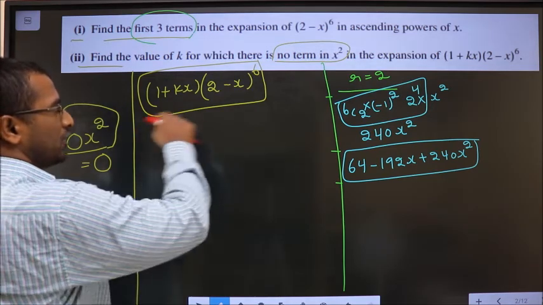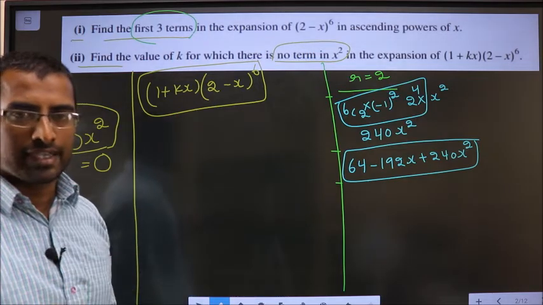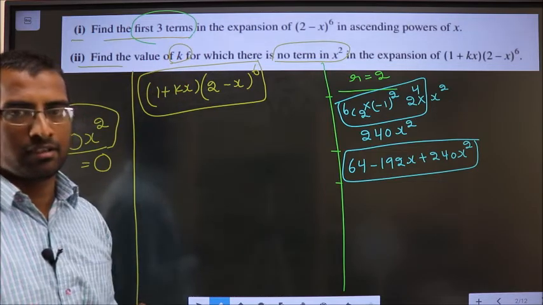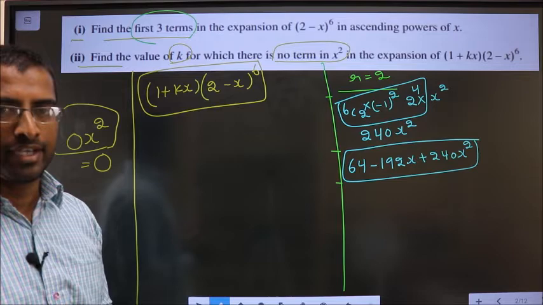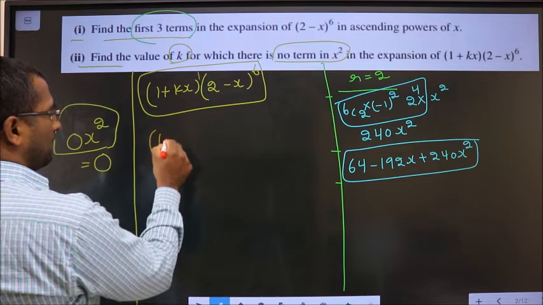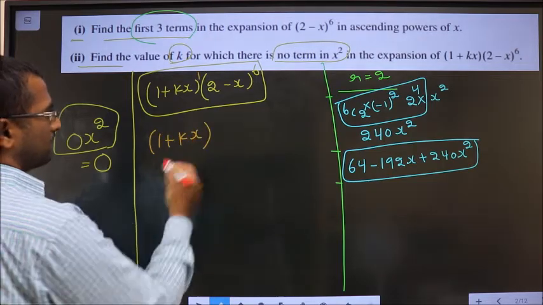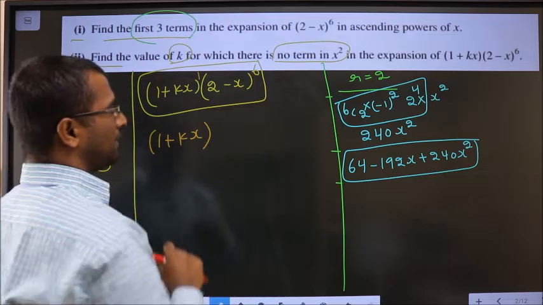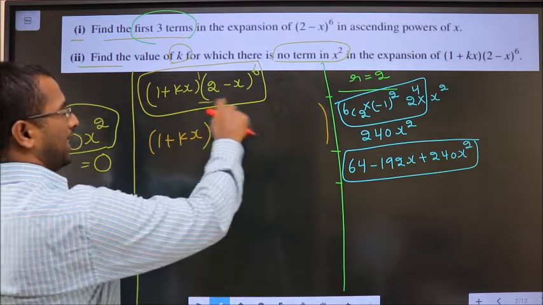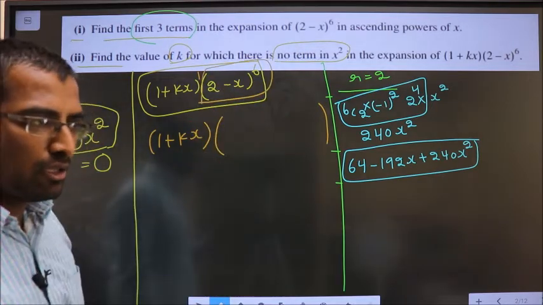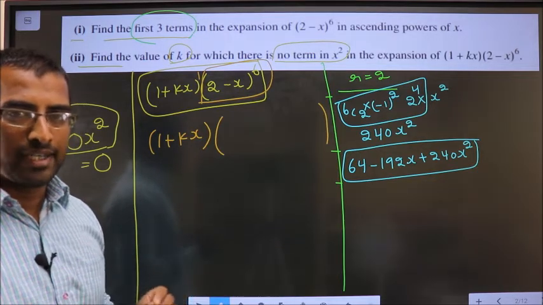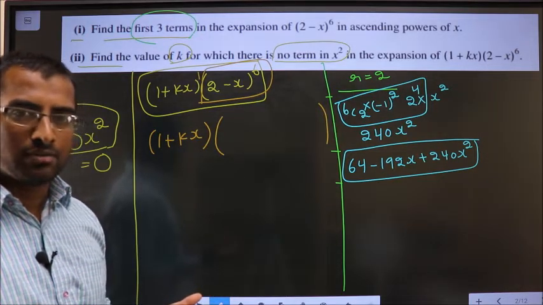Now, in this entire thing I need to find the coefficient of x square, equate that to 0, and that will result in the value of k. Clear? Now, how do I find the coefficient of x square? See, this bracket has got the power 1, so it will not undergo any change. This bracket has got power 6, so I get many terms in its expansion. But I don't need all those terms. I need only those terms which result in the coefficient of x square. Now how do I decide what terms do I need?